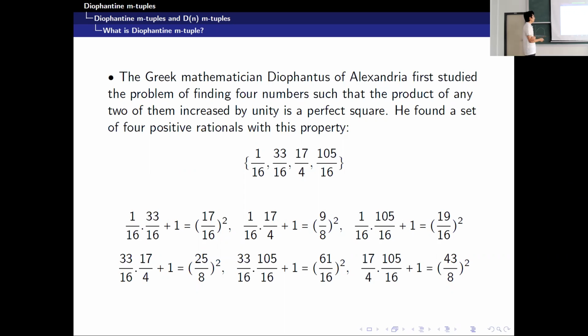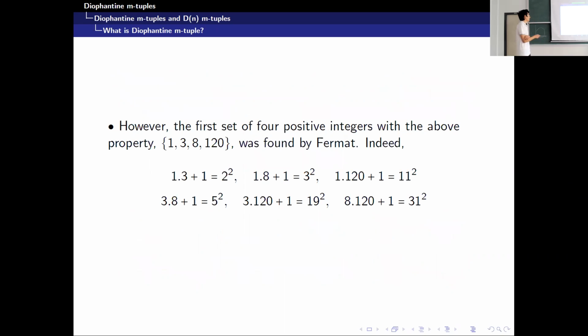But as you can see, all four of these numbers are rational. After Diophantus, Fermat found four integers with the same property. This is maybe the most popular set in this topic: 1, 3, 8 and 120. For instance, if I multiply 8 and 120 and add 1, this is 31 squared.